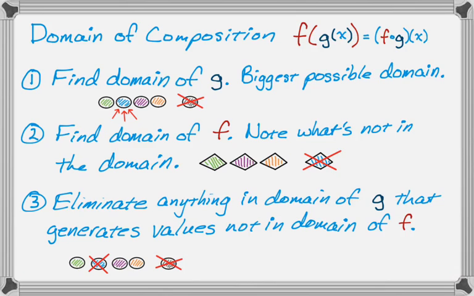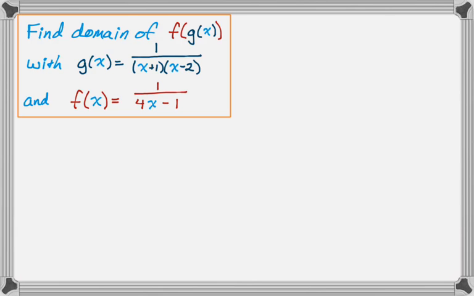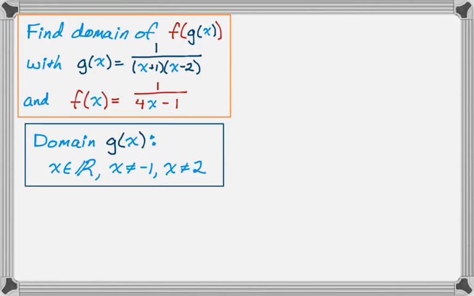Let's do an example using functions, which you might prefer. Okay, so we're going to find the domain of f of g of x, where g of x is 1 over the quantity x plus 1, x minus 2, and f of x is 1 over 4x minus 1. So the first step is we need to find the domain of g of x. So that you can find just by looking. You can't divide by 0, so you got to kick out anything that would make you do that. So the biggest possible domain for our composition is real numbers that are not equal to negative 1 and 2.